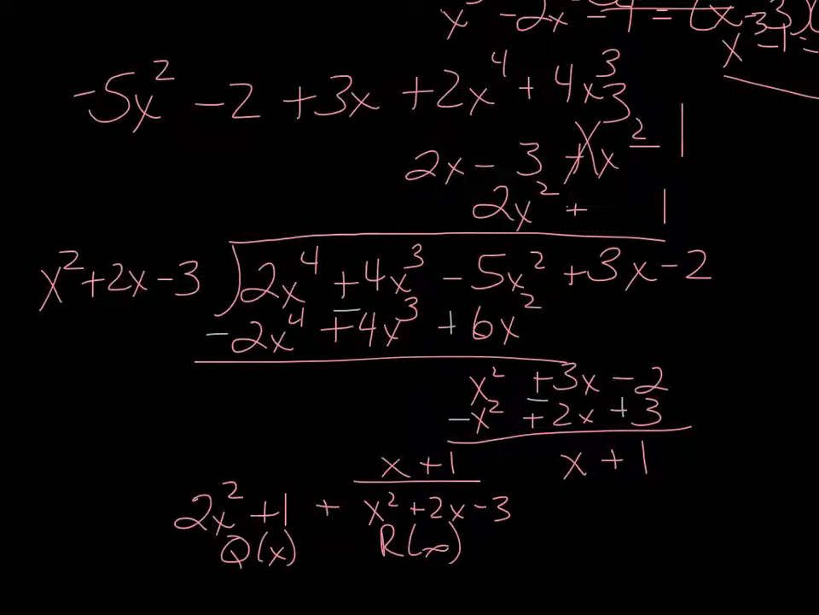So the first key is put everything in descending order of the power. Be sure that every power is accounted for. Now we'll talk about synthetic division. Synthetic division we can only use when we divide by a linear binomial. In other words, it has to be in the form x minus k. That's the only time you can use synthetic division, when you're dividing by a linear binomial.